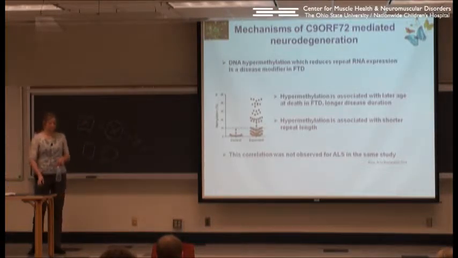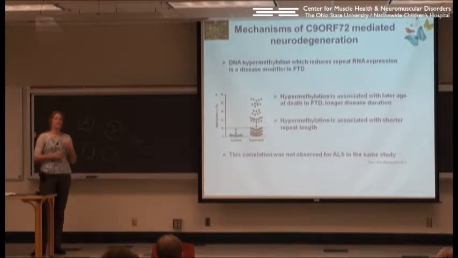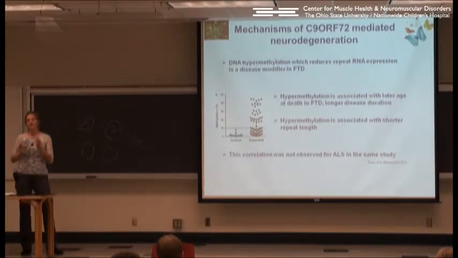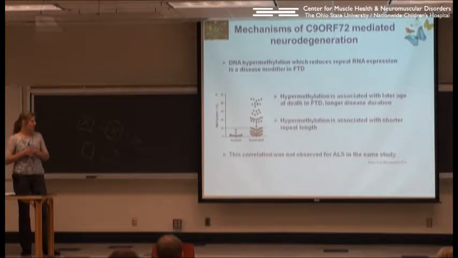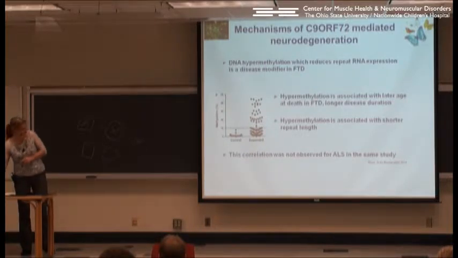So if you have hypermethylated C9orf72 repeats, you actually will have a milder disease phenotype. This has been shown for FTD, but not for ALS, again.